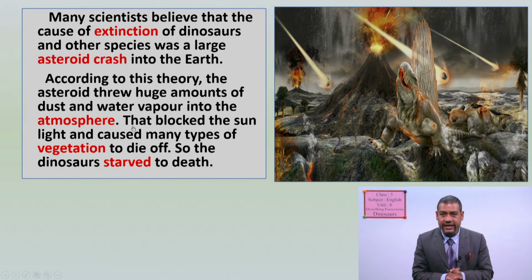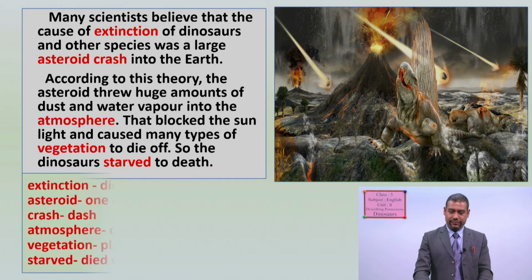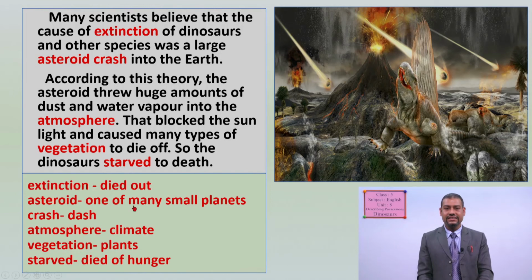Atmosphere. Atmosphere. So pronounce it once again. Atmosphere. Okay. Another, vegetation. Vegetation. Once again, pronounce with me. Vegetation. One more time. Vegetation. Now, another word is starved. Spelling is starved. Starved. Once again, starved. Very good. Now, the meanings of these words are, see, extinction means died out, not alive, okay.